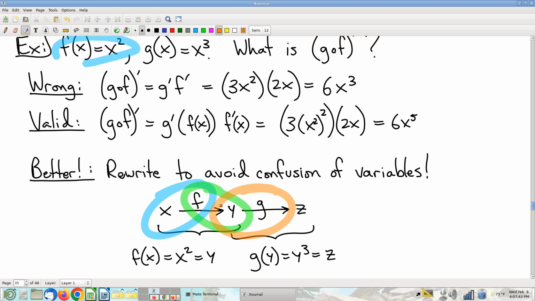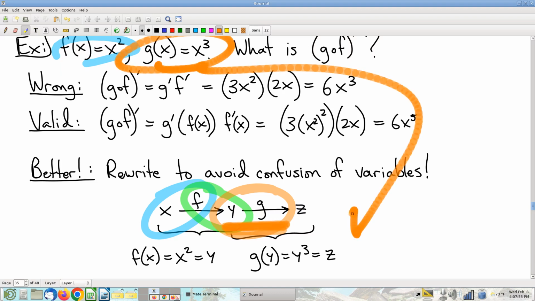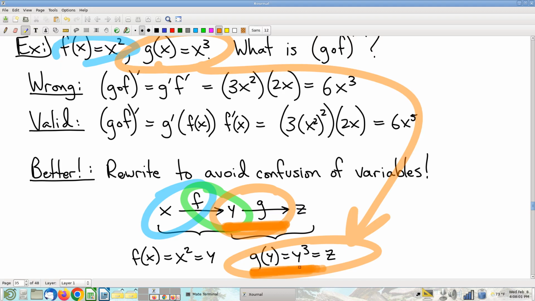I have to write it now in terms of y, because what comes out of f has to go into g. So I need to rewrite this function g in terms of y. And I emphasize, I haven't really done anything substantial here. g is the function that takes whatever you give me and cubes it. I've rewritten it in terms of y, but g is still the function that cubes whatever you give it. It's the exact same function, but I've written it in terms of a different dummy variable, and so it looks a little different. It's the same exact function.